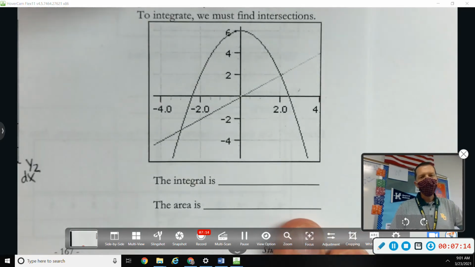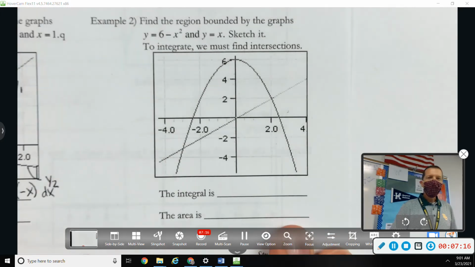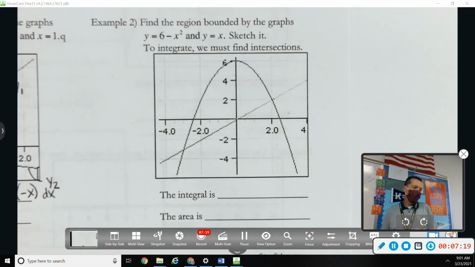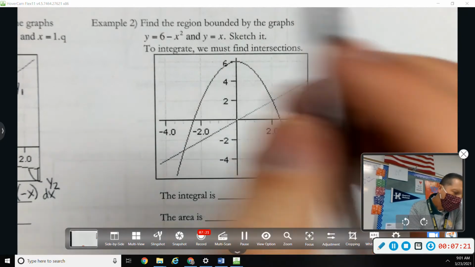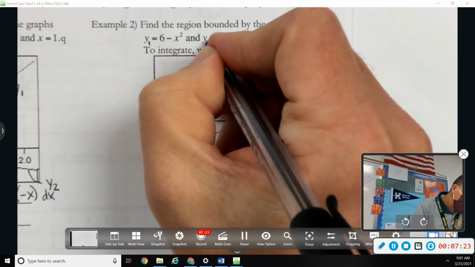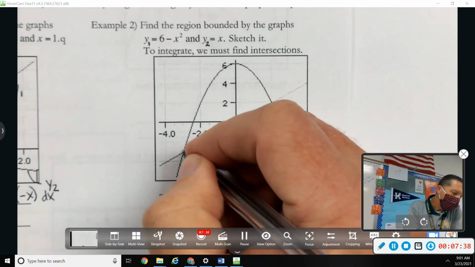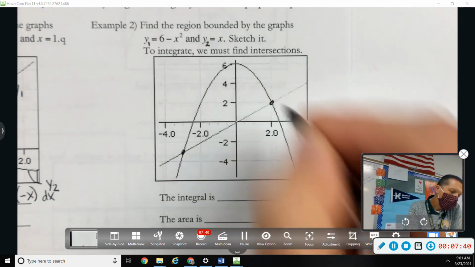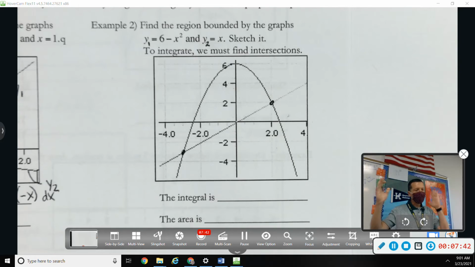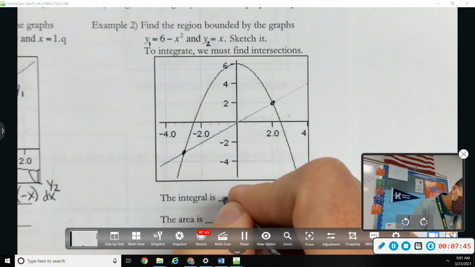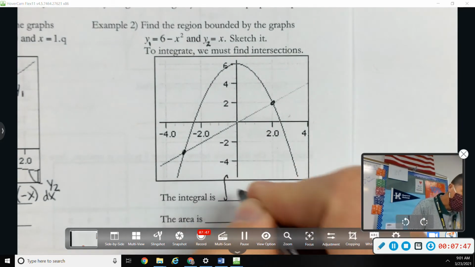All right, example 2. Find the region bounded by the graphs of y equals 6 minus x squared and y equals x. And I'm going to call those y1 and y2 just so that we name them something, but also it's going to matter more in a minute. Sketch it, integrate. Oh, to integrate we must find the intersection. So I got to know where they intersect so I know from where to where. So the integral, I don't know the limits yet.